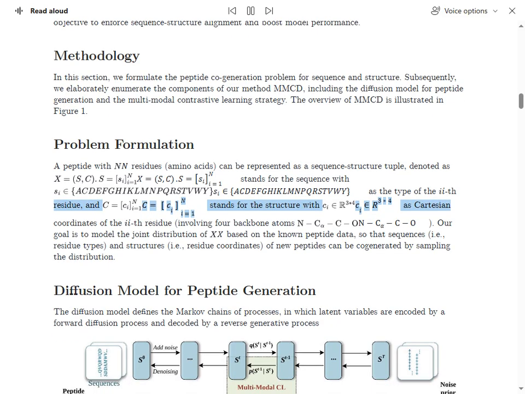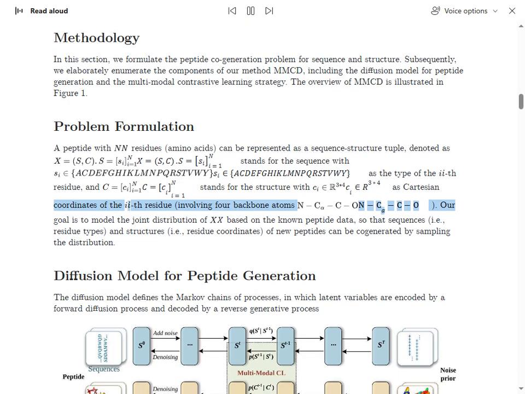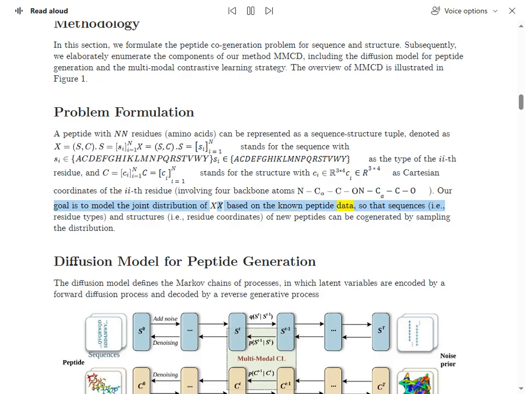And C = {c_i}, i = 1 to n, stands for the structure with c_i as an element of R^(3×4) as Cartesian coordinates of the i-th residue, involving 4 backbone atoms, N-Cα-C-O. Our goal is to model the joint distribution of X based on the known peptide data so that sequences, i.e., residue types, and structures, i.e., residue coordinates, of new peptides can be cogenerated by sampling the distribution.